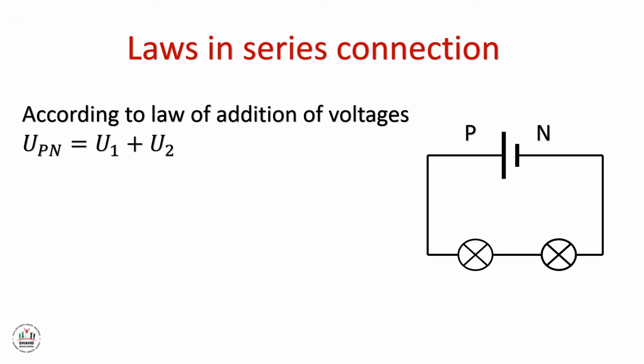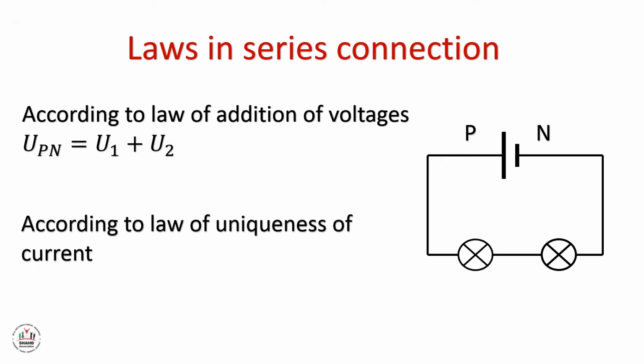The other law is called the law of uniqueness of current. Here, the main current, which is delivered by the battery, is equal to the current that's passing through lamp 1, and it's equal to the current which is passing through lamp 2. So I is equal to I1 equals I2.